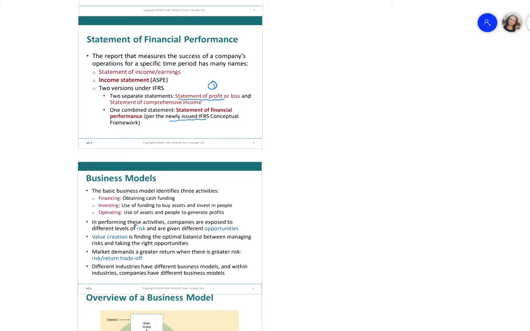Now, in performing these activities, companies are exposed to different types of risks and opportunities. Of course, risk and opportunity come together. In order for us to gain something, we have to risk something. So what is an optimal balance? Optimal balance is when you manage the risk, taking the right opportunity. We have a risk, but this risk is related to taking the right opportunity. If that happens, then value is created, and this is where we have an optimal balance.